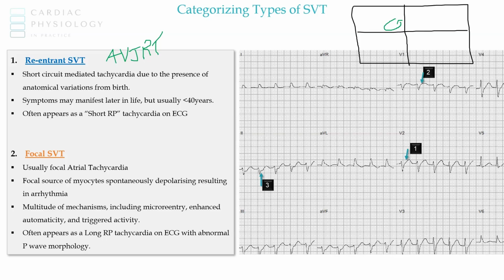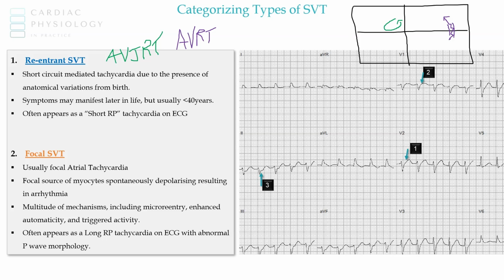And then the second type of reentrant SVT, I'll do in purple, let's do a different color here, is called AVRT. So very similar names, AVRT. AVRT involves an anatomical variation where a patient has a bridge of myocardial tissue spanning the mitral annulus or the tricuspid annulus. And this bridge of myocardial tissue allows conduction to occur across the mitral annulus in addition to the AV node.